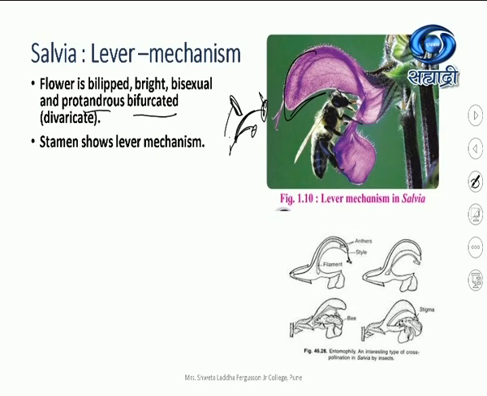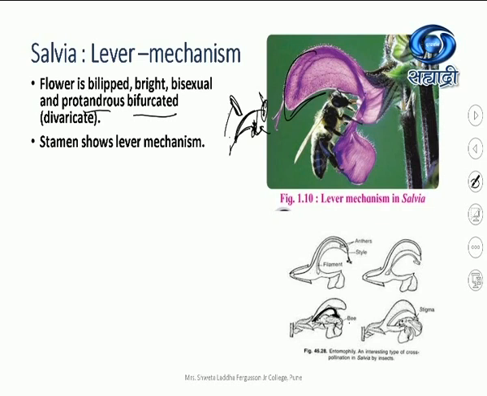So let us see what happens in this flower. The stamen shows lever mechanism. Suppose the insect is visiting this flower. When it visits the flower, accidentally it pushes this lobe down. When it pushes this sterile lobe down, the upper fertile lobe presses on its back. You can see in this picture. The upper fertile lobe dusts the pollen grains on the back of the insect. And by this time, as it is a protandrous condition, anthers are mature, pollen grains are formed, but gynoecium is not mature. So self-pollination will not take place.